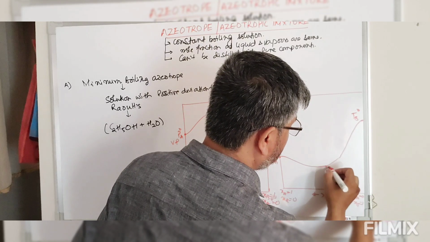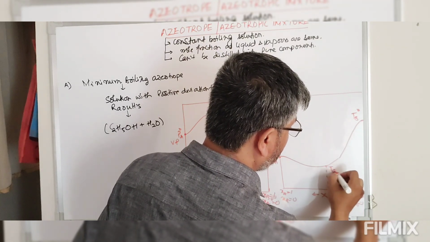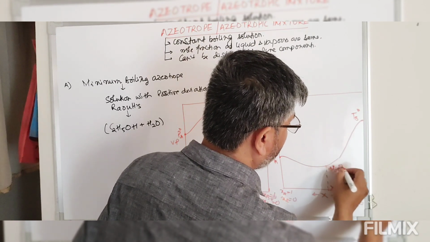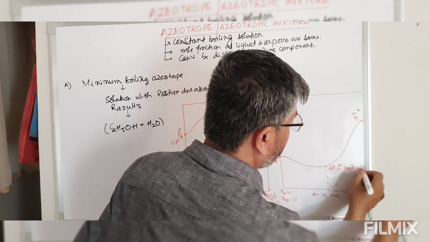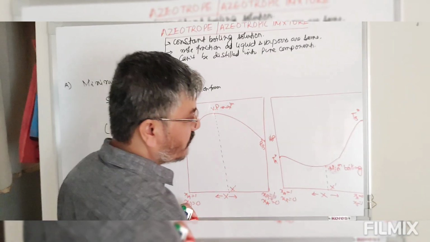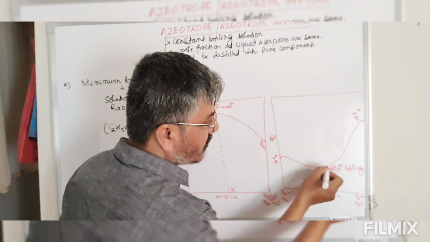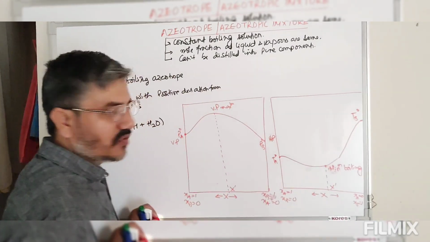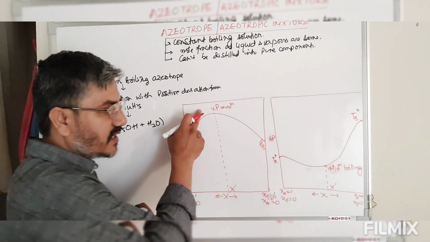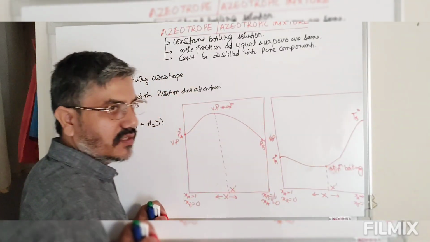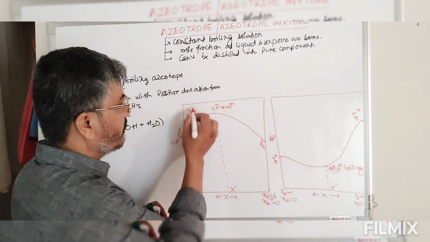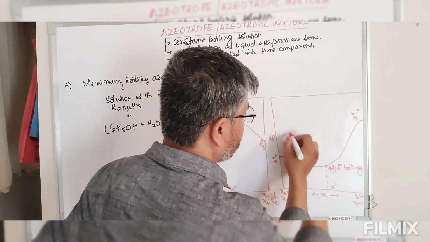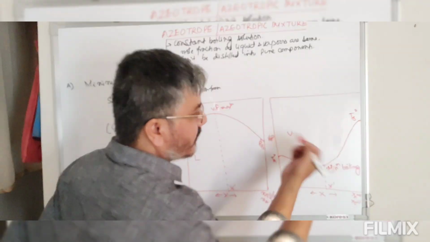So this is the boiling point, minimum boiling azeotrope. Now at this particular point, the composition in the vapor and the composition in the liquid will be the same. So this is liquid, this is vapor. Here we have vapor, we have liquid here. This is liquid, this is vapor. Now try to distill.